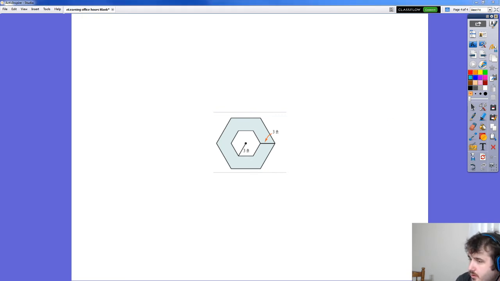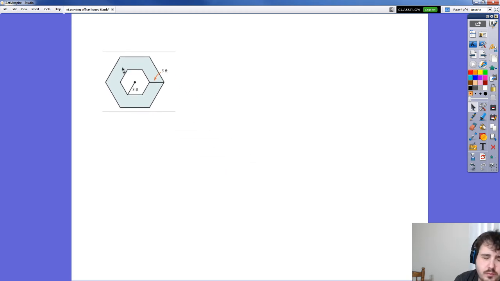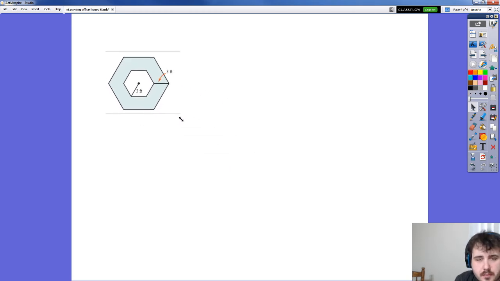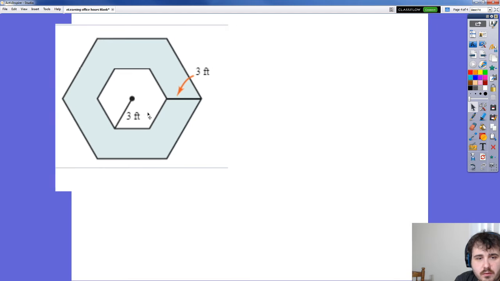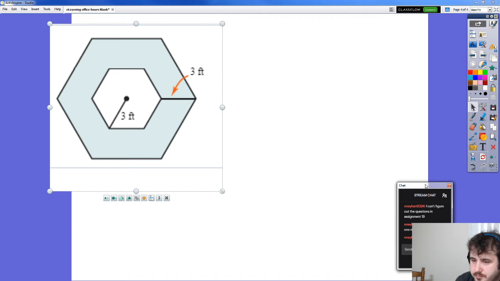Okay, so this is what we have. And what we want to do is find the area of the blue part. Yeah? So let's find the area of the blue part.